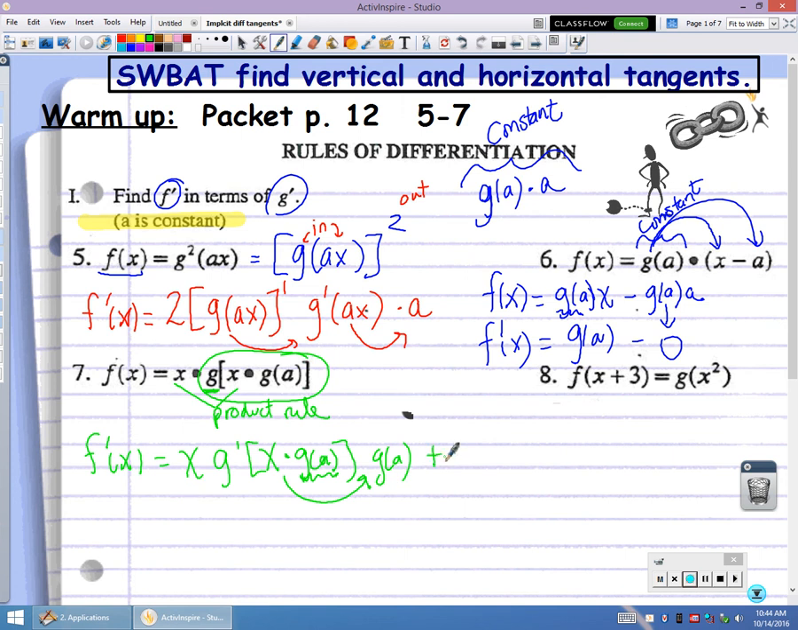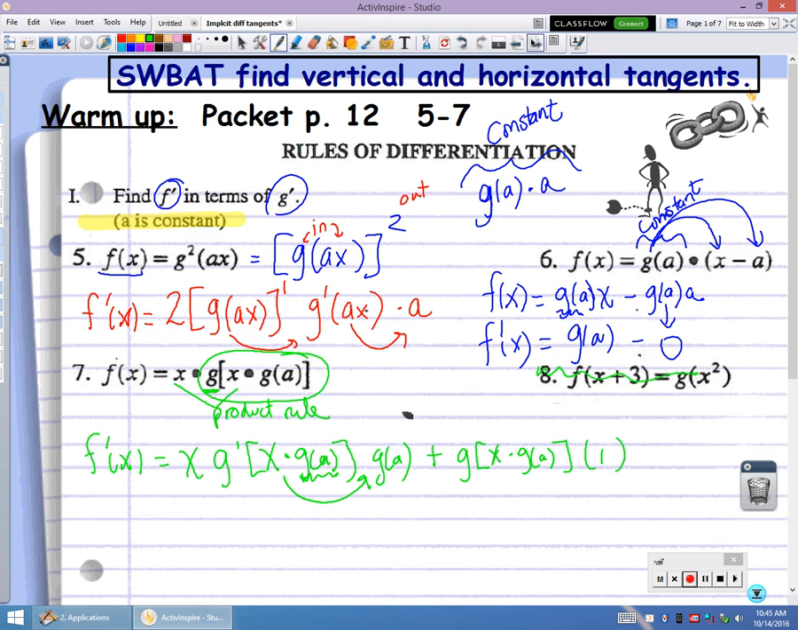plus the second function, which is g of x times g of a, or g of x times g of a. The second multiplied by the first, the derivative of x is 1. And that's perfectly fine to determine whether or not you understand how to deal with the symbolic derivatives and the constant a. And number 8 was not assigned as part of your warm-up.